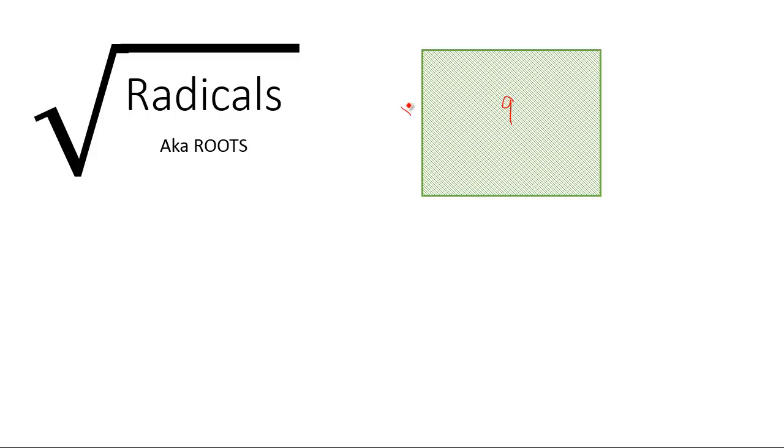Well, we know that we're taking the side times itself in the case of a square, and that should be 9. Therefore, how do we reverse this step? In this case, well, we know that 3 times 3 is 9, so since 3 squared is 9, we know that the square root, the opposite of squaring, is 3. But what if this 9 was a 10? Would it be as easy to find?